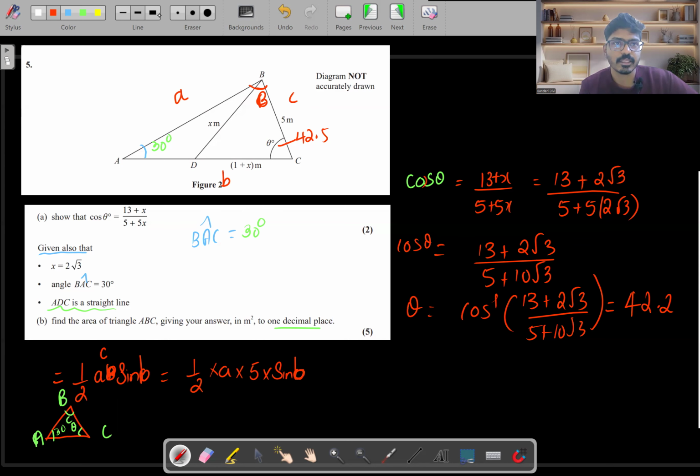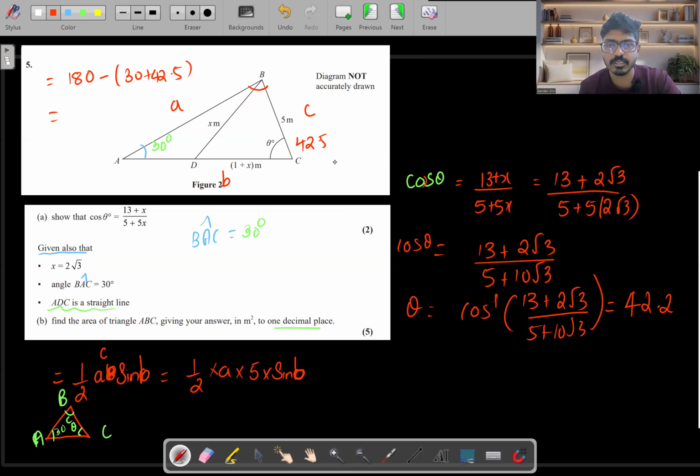The C value is already known. Now let me erase this. Only I should know the angle, which is going to be our 42.5, and this is A, this is C. Now we can find out this angle by subtracting from 180. So 180 minus 30 plus 42.5.